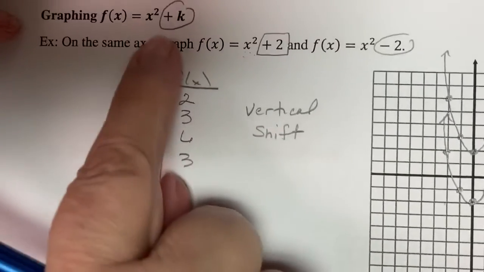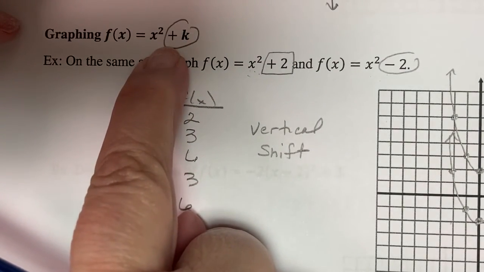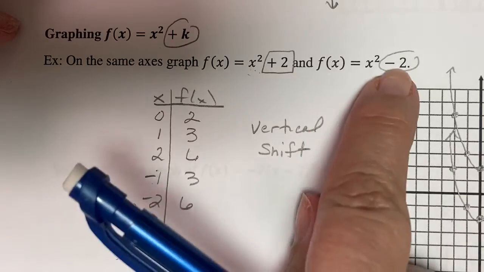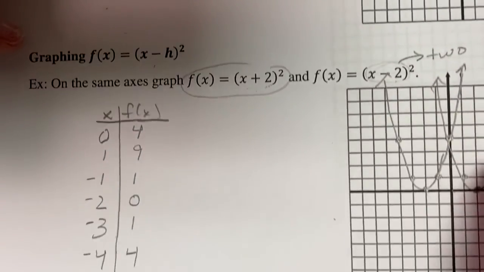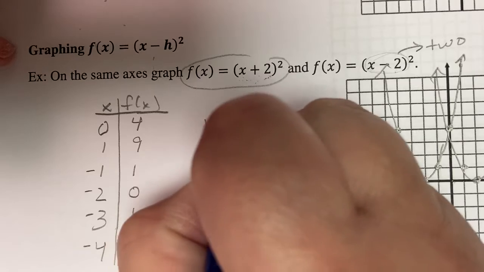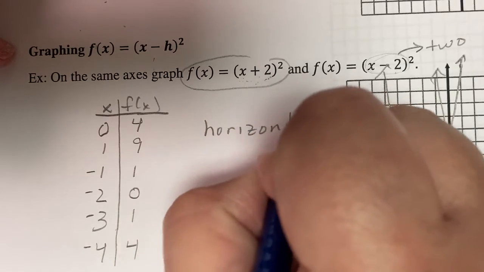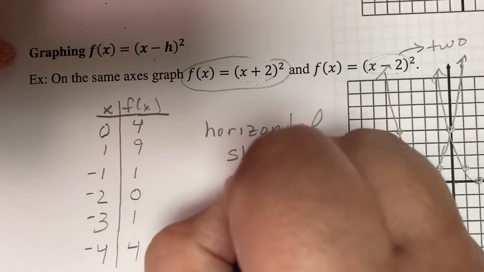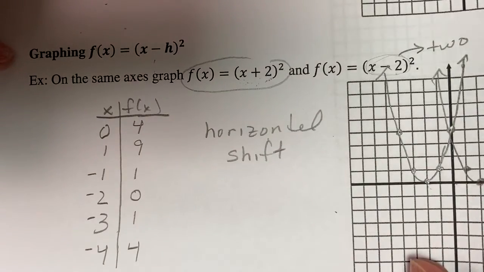So when it's a vertical shift, it is exactly what it looks like. This was up 2, this was down 2. When it is what we're going to call a horizontal shift, it's the opposite inside the parentheses of what it might look like. So let's use that.